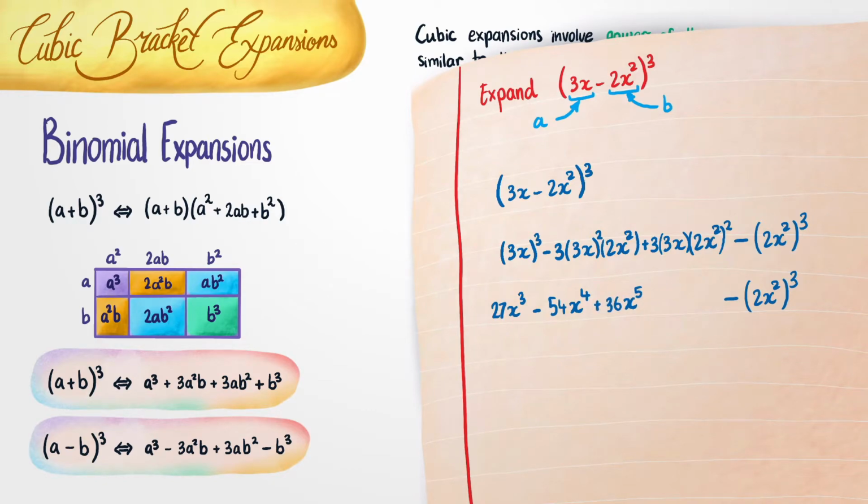Now we're looking at the last term. Notice that 2 cubed is the same thing as 8, and then x squared all to the power of 3 is the same thing as x to the power of 6. So we just get 8 times x to the power of 6.